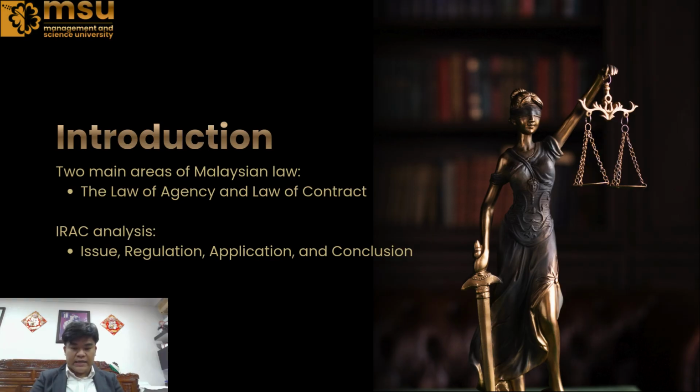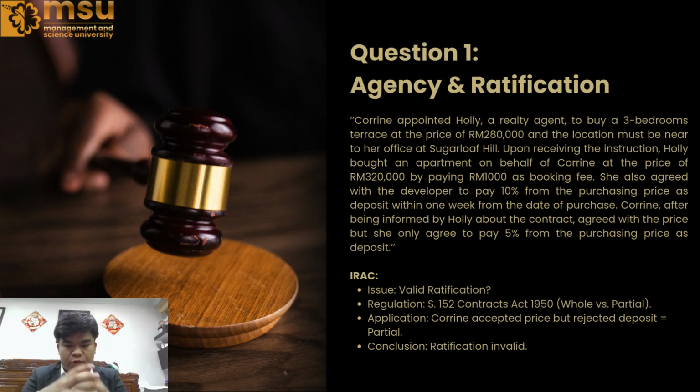Each question highlights a different legal principle, which includes agency and ratification, the frustration of contract, the intention to create legal relations, offer and acceptance, and so on. Without wasting our time, I will explain each question step by step using the IRAC structure. Now I will start with question 1, which concerns agency and ratification.